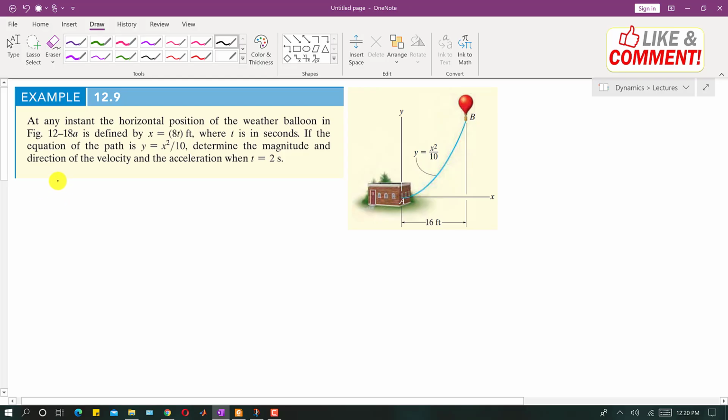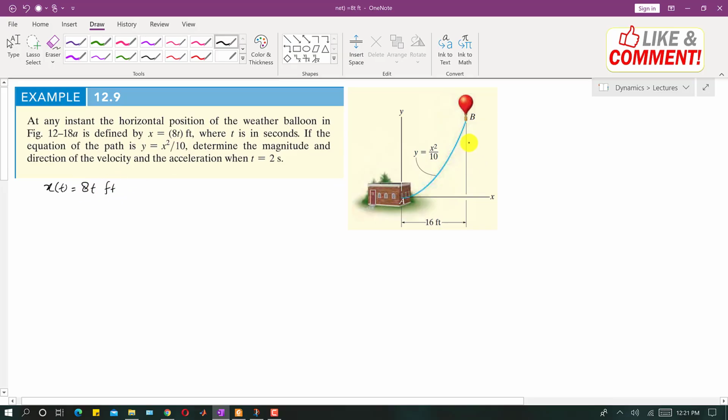So we are given the position along x. This balloon is moving in the x and y direction, in the x and y coordinate system. We are given the position of the balloon as a function of t. So x is given as a function of t. So x is equal to 8t feet.